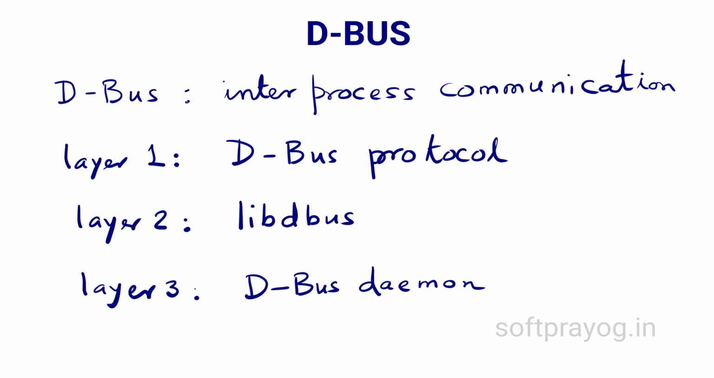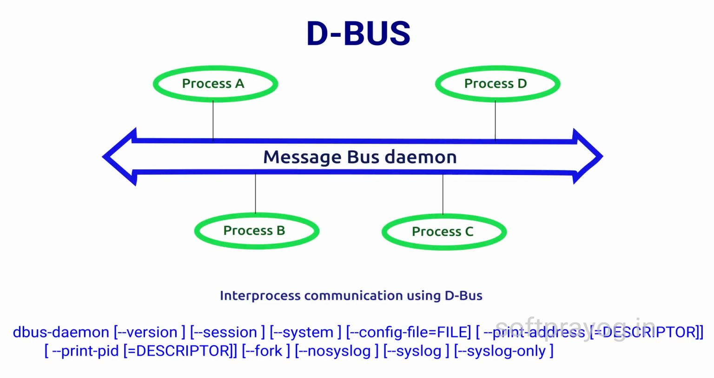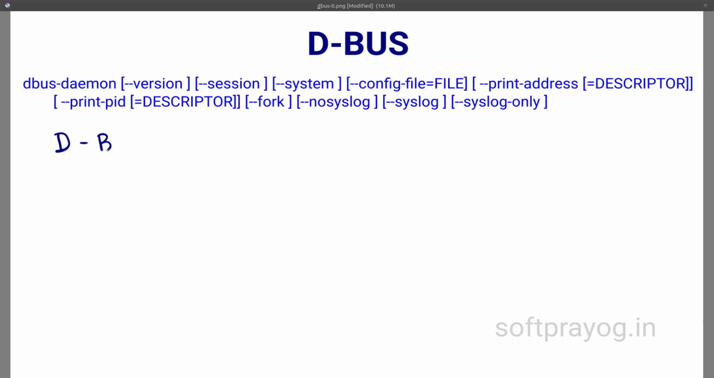The most common use of D-Bus is in the form of a message passing daemon. Processes connect to the message bus daemon and exchange messages. A message bus daemon is invoked by the dbus-daemon command. There may be multiple message bus daemons in the system at any time. There are two standard instances of dbus-daemon in a Linux system.